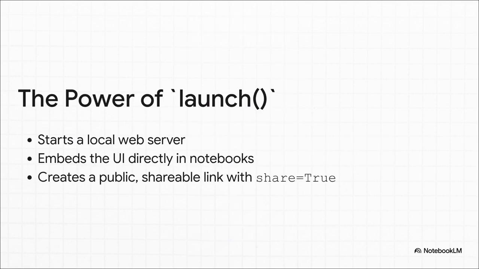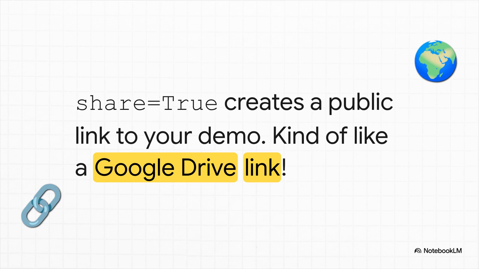For starters, it fires up a little web server right on your machine so you can open your app in a browser. If you're working in a Jupyter notebook, it even embeds the UI right there, which is super convenient. But honestly, the real game changer is this. With one little argument, share equals True, it creates a public, shareable link to your app. Yeah, you heard that right. It's basically like creating a Google Drive link, but instead of a document, it's for a live, interactive machine learning app running on your own computer. You can send this link to anyone, anywhere in the world, and they can use your app instantly. I mean, how incredibly powerful is that?